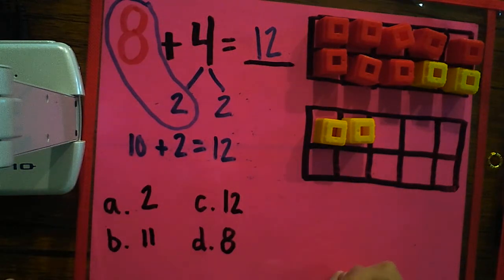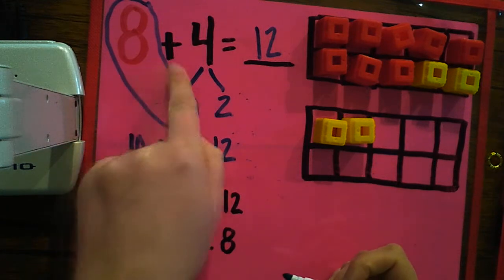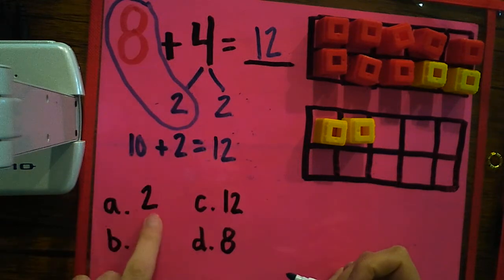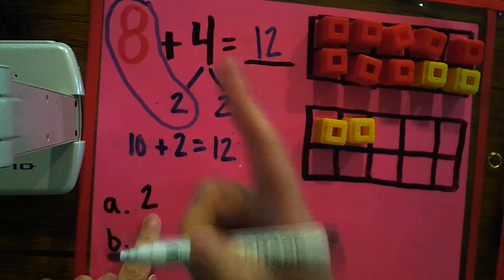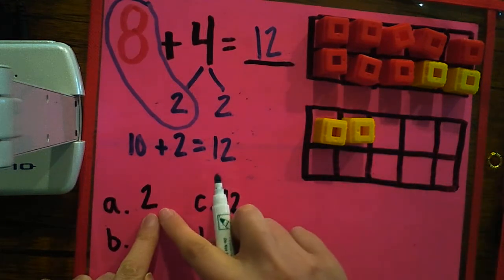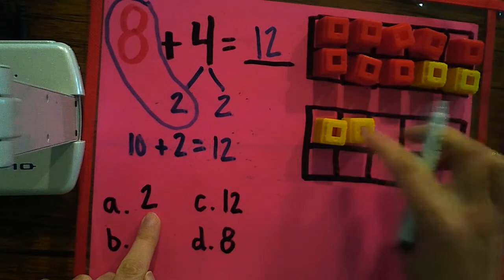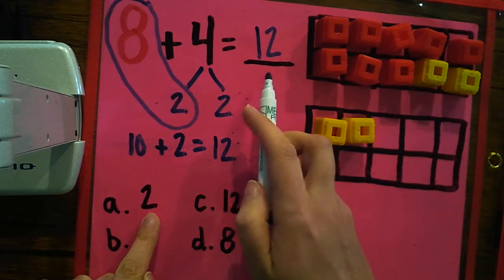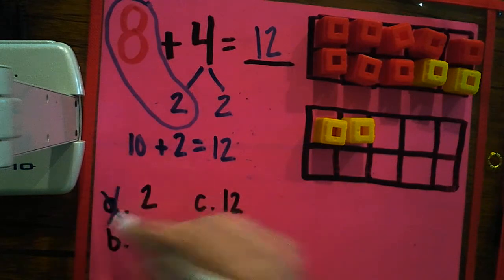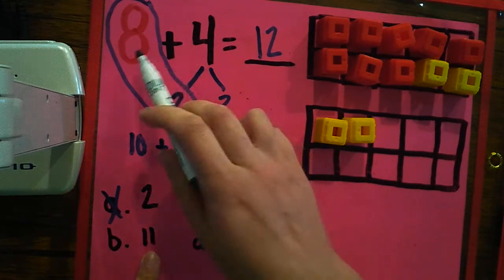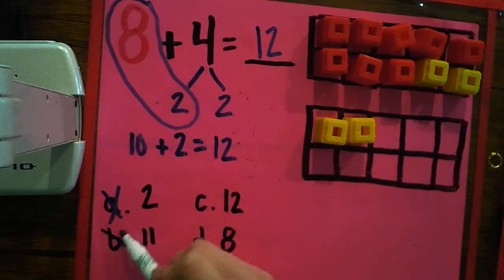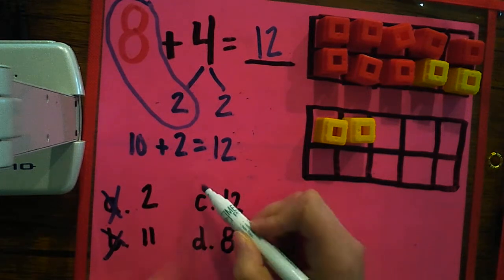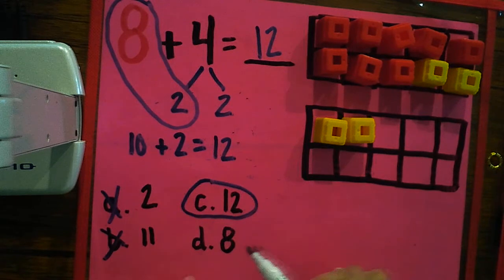So let's take a look at our answer choices. What do we get when we add 8 plus 4? Well, A, 2. Be careful, don't get tricked. Yes, I broke apart my smaller addend into 2 and 2, but is that my sum or my total? No. B, 11. No, I said 8 plus 4 equals 12. Nope. C, 12. Oh, yes, 8 plus 4 equals 12. D, 8. No, 8 was just my first or my larger addend.